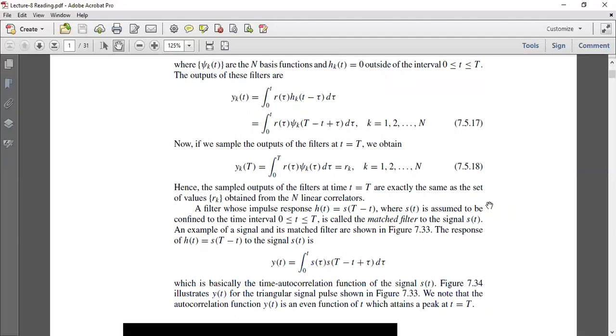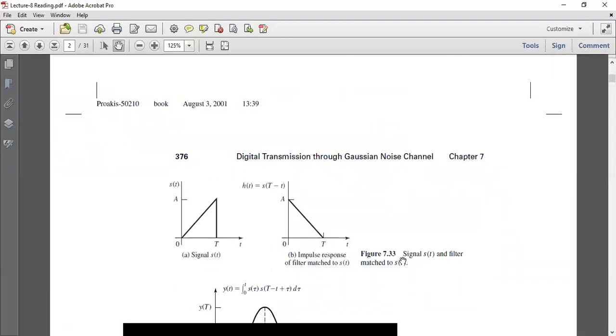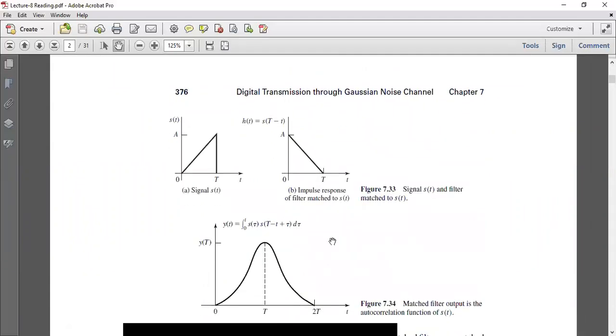A filter whose impulse response h of t is equal to s of T minus t, capital T minus t. So this is the matched filter response. S of t is assumed to be confined in the time interval 0 to T. It is called the matched filter to the signal s of t. An example of a signal and its matched filter is shown in figure 7.33. So this example we have described already.